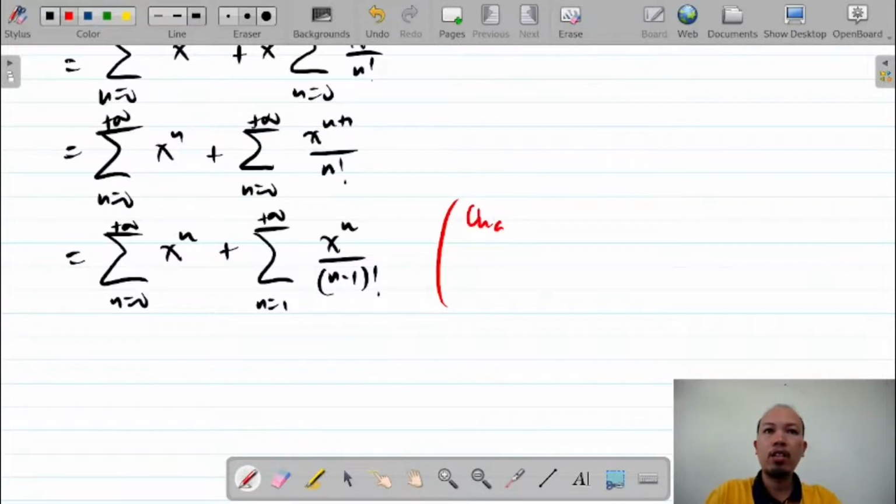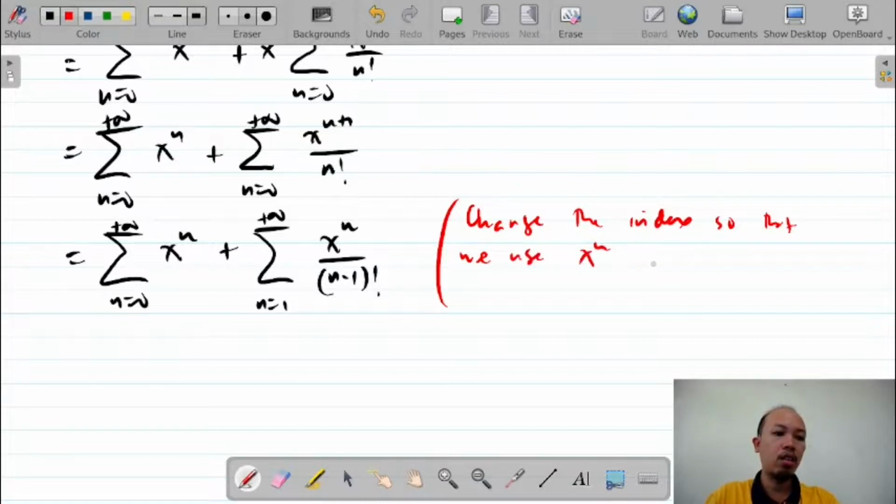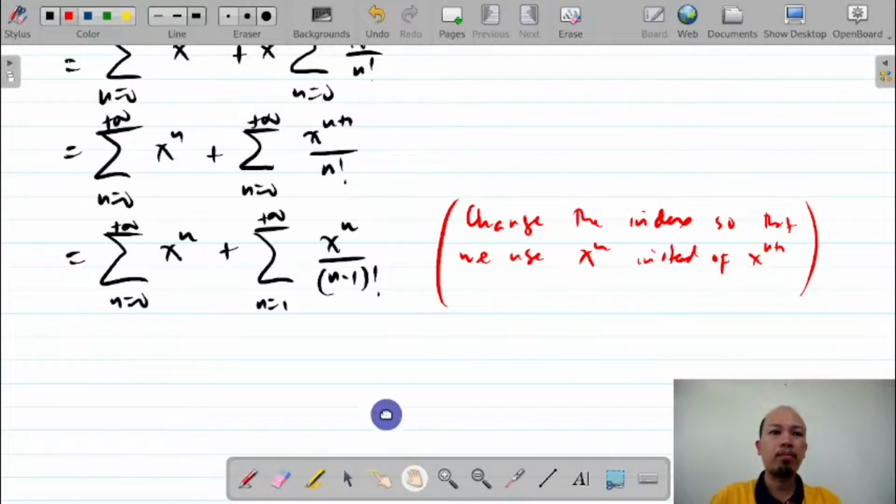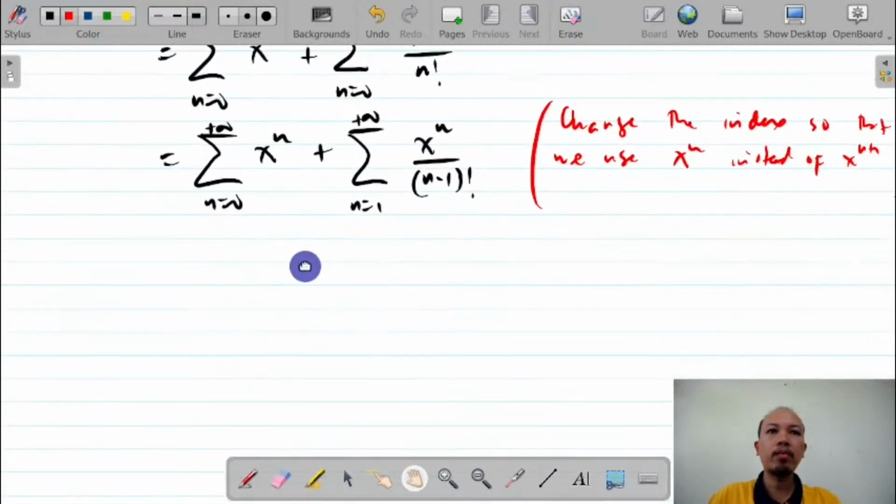Change the index so that we use x to the n instead of x to the n plus 1.